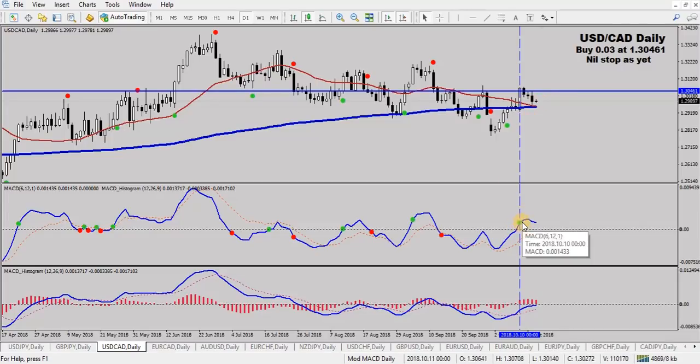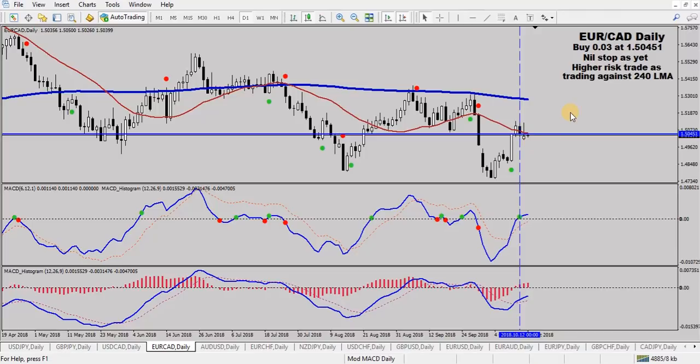And what gets me out of a trade, if it's not a trailing stop or a partial close as I go along, will be an opposite cross on the fast MACD. As soon as I see that, I'm out. And when I say see it, I mean it has to be confirmed. So close of a candle. Euro CAD in a buy, going nowhere.